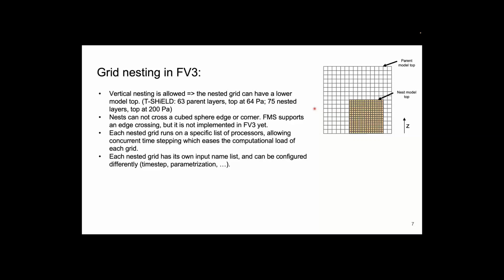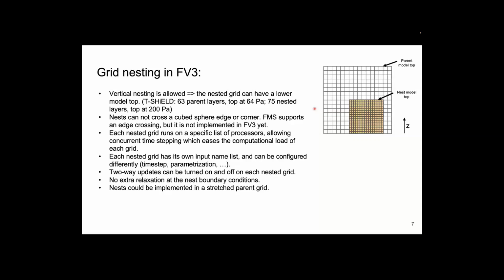We can configure each nest differently, with its own input namelist. You can run different time steps and different parameterizations on each nest. The two-way updates can be turned on and off on each grid. We don't apply extra relaxation at the nest boundary conditions. And the nest can also be implemented in a stretched parent grid.